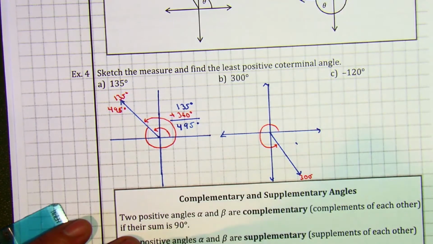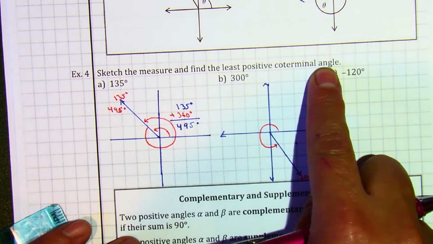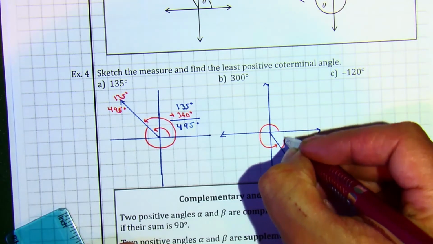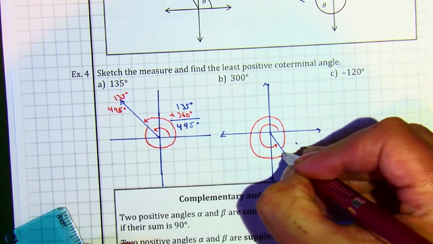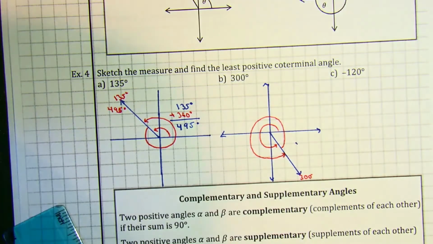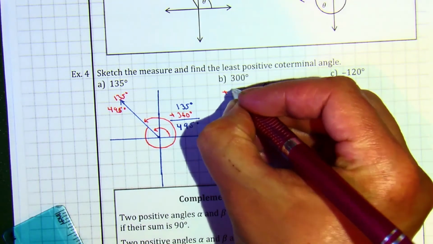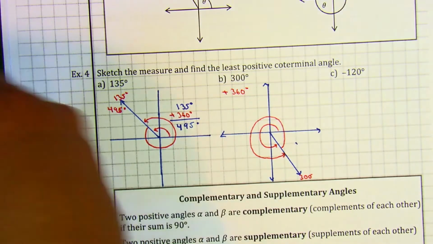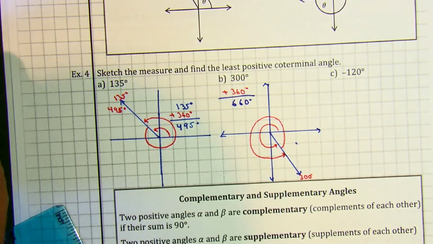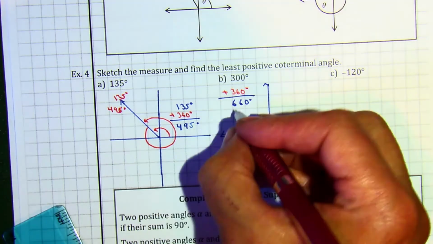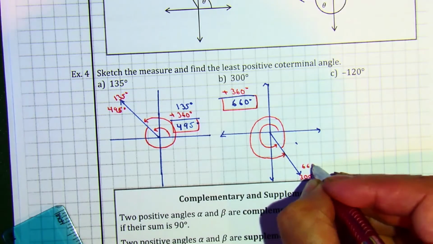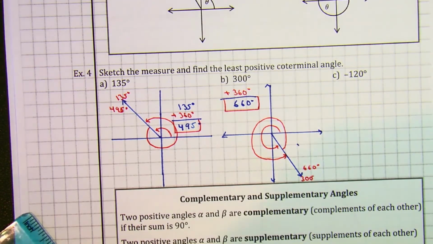I need to find another positive coterminal angle. So therefore, what do I need to do? I need to go all the way around again to land on exactly the same location. And we know that all the way around will be adding 360 degrees. So therefore, that new angle will be 660 degrees. And those two angles will be exactly in the same location.